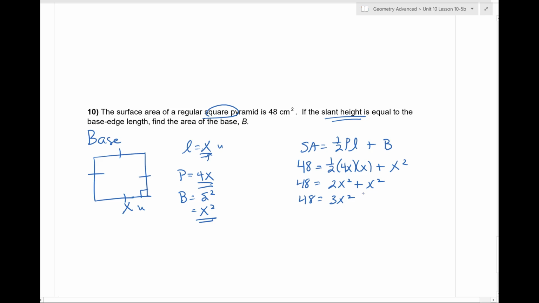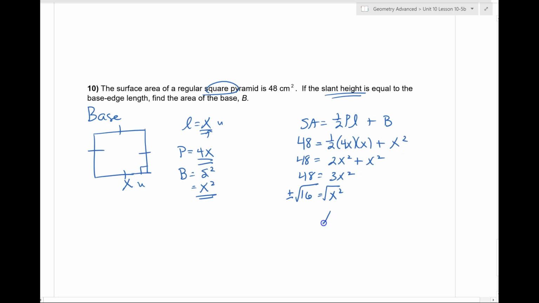So I'm going to combine like terms, right? Divide by 3, I get X squared is equal to 16. I'm going to take the square root of both sides, making sure I take plus or minus. Get the fact that X is equal to a positive 4. So that'd be 4 units, right? Actually, it'd be 4 centimeters, I do believe. Oh, these were units earlier, those are centimeters. Oops, centimeters. Gotta get my labels right. So it'd be 4 centimeters.